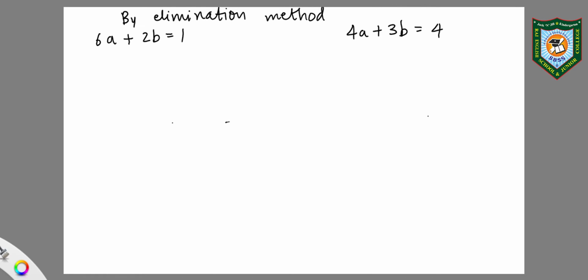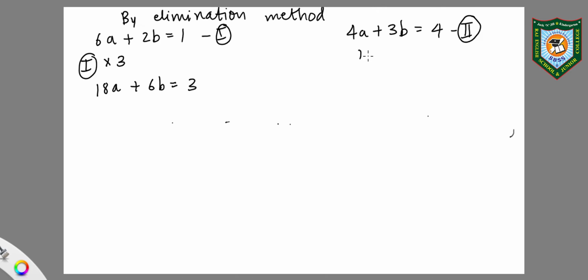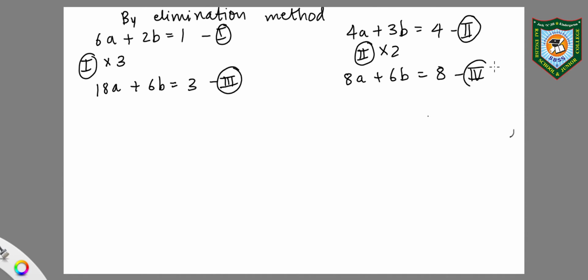Now I need to make sure that the coefficients are same. So I'm going to multiply equation number 1 by 3. This will give me 18a plus 6b is equals to 3, and I'll be multiplying equation number 2 by 2. That will give me 8a plus 6b is equals to 8. So I'm trying to eliminate b. Now I have my new equations. This will be called as equation number 3. This will be called as equation number 4.